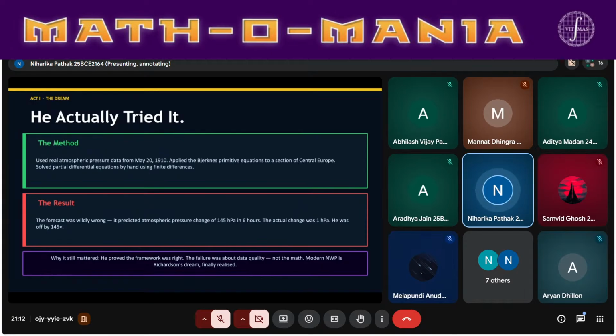Now you see, a lesser man would look at that and give up, right? Richardson looked at it and said, the equations aren't wrong. The input data was bad, and the framework is sound. So, that particular distinction, the bad equations versus bad data, is going to be the thread that we're going to talk about this entire talk. So, hold on to that.